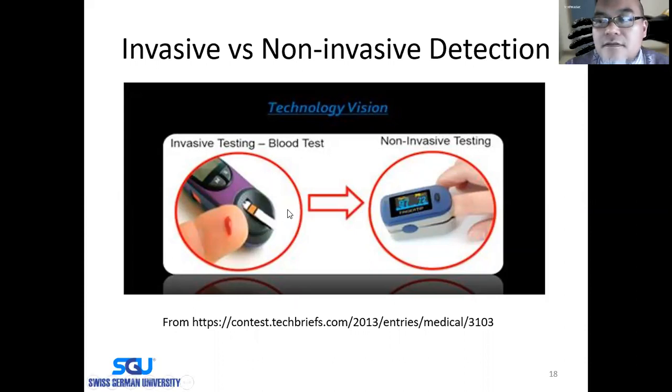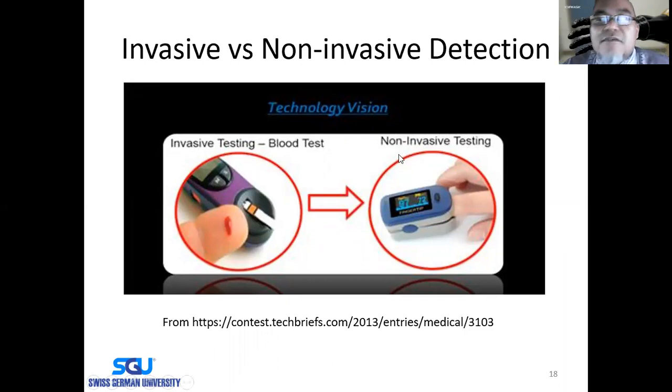Previously, the trend is from invasive testing towards non-invasive testing. Now, for example, in blood glucose sensing, previously we had to puncture our finger, take a small blood sample, drop it onto this paper-based test kit, and then the cassette is put into the small instrument. This we can purchase in Dr. Watson or Guardian if you want, or in any apotheke, pharmacist. Then you get your blood glucose level.